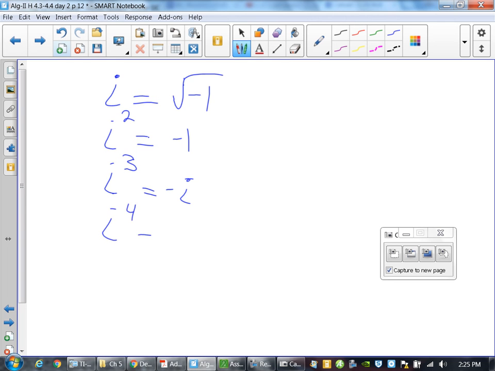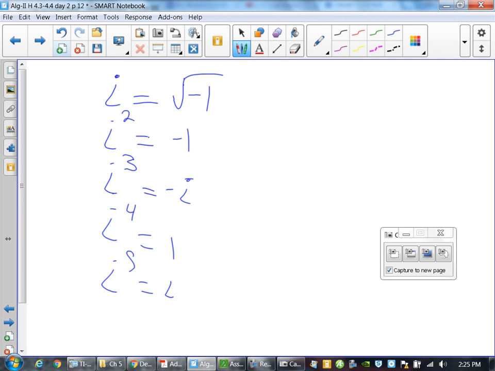i to the fourth is i squared times i squared, which is 1. After that, it just repeats itself. So this goes to -1, negative i, 1. Wait, so i to the 5th is i.